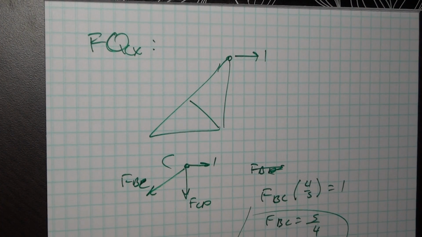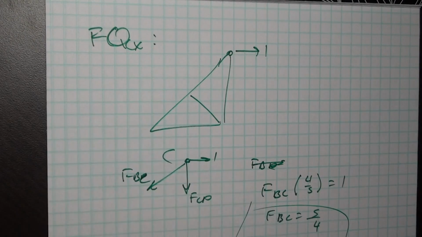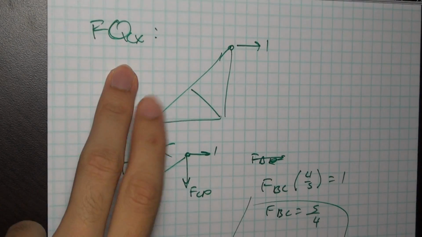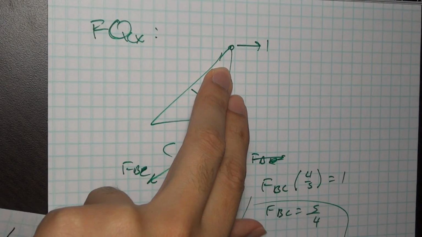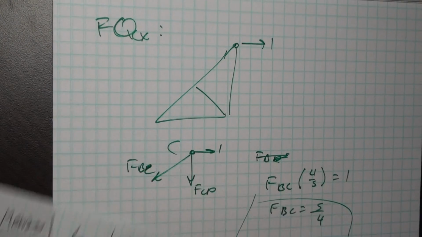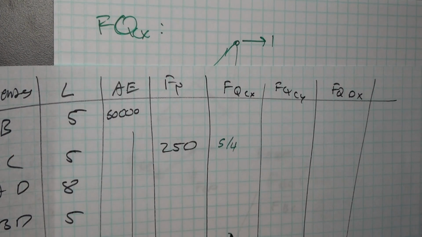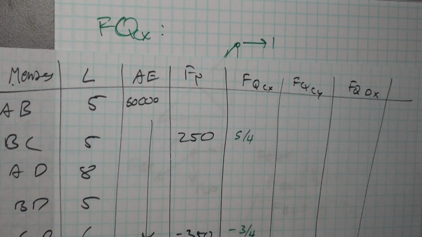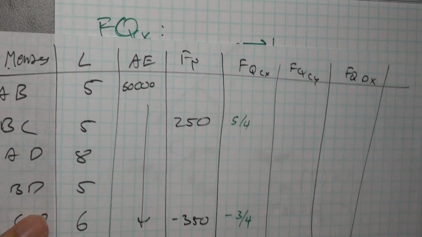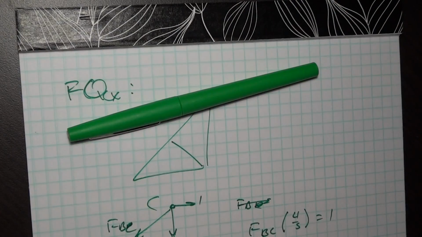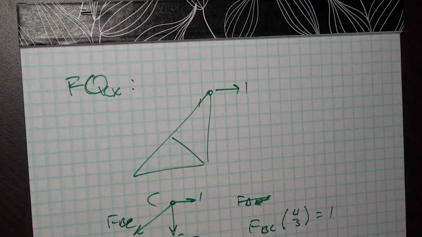We do this for every single member. So I only did it for these 2 here, but you have to do it for all 5 members. You go back in here and plug in. We were doing this with the unit load applied at C in the direction of X. We go to that corresponding column and fill in those rows. So this is 5 on 4, and this is negative 3 on 4. Okay, so I have that. I would do that for every column.